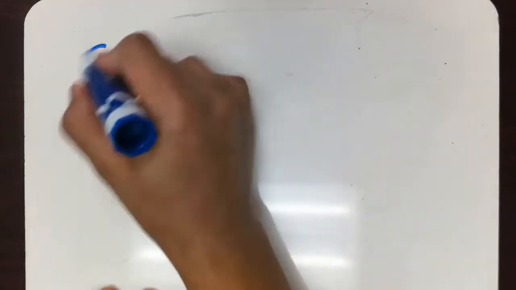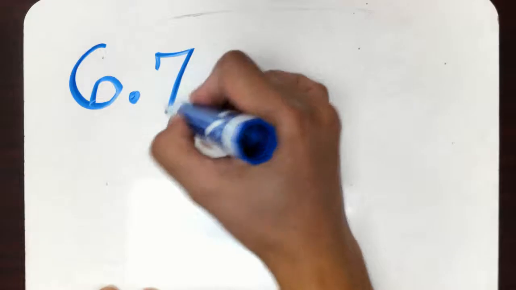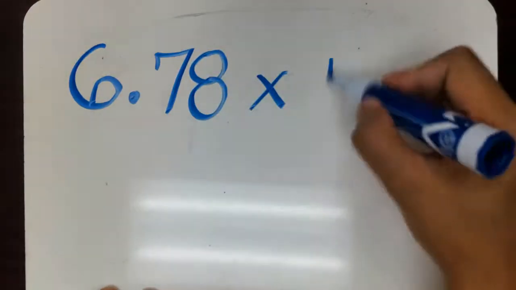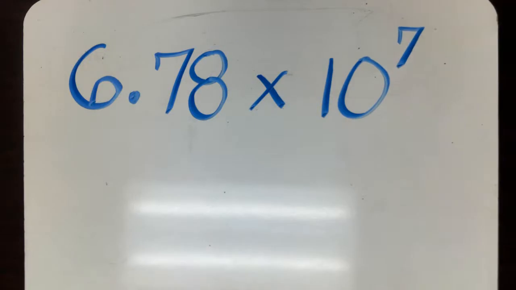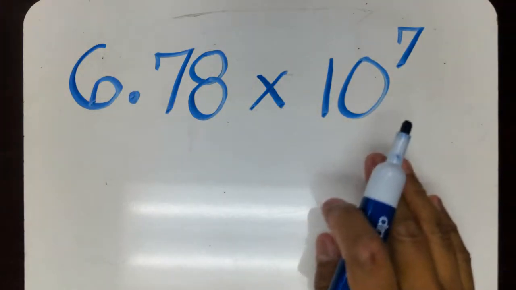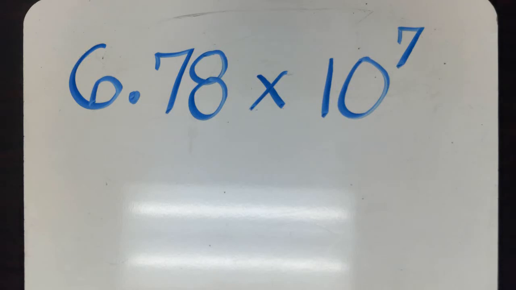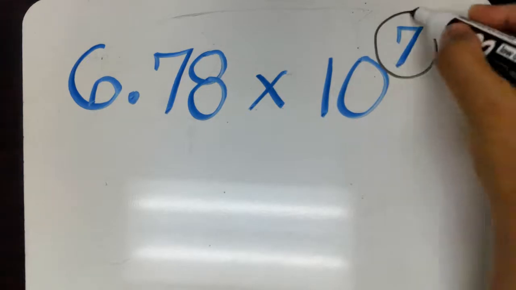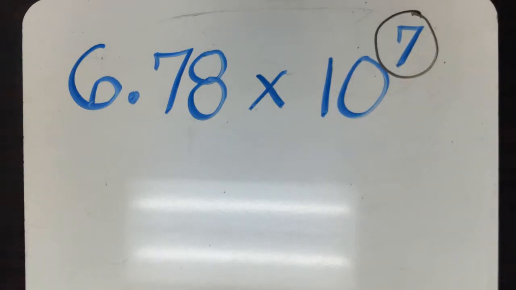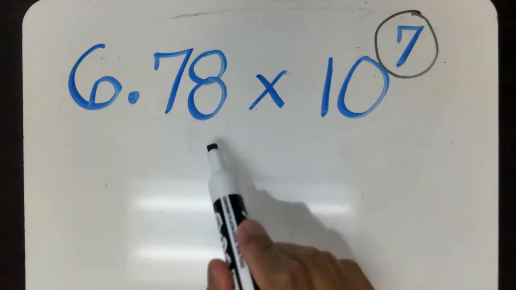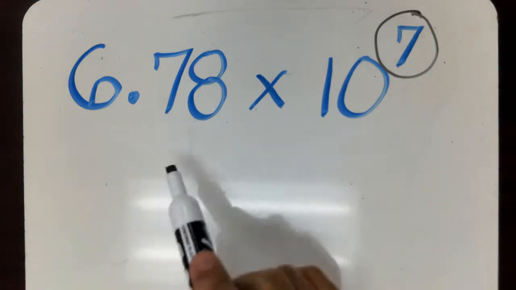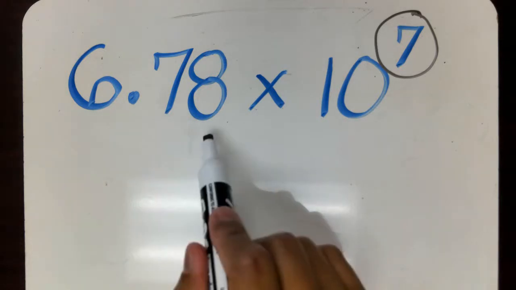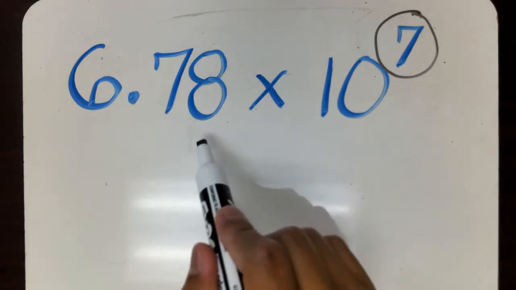Friday. So let us now write the expanded notation. Number 1: 6.78 times 10 to the power of positive 7. When you are instructed to write in expanded notation, the very first strategy is to look at your exponent. Your exponent is the deciding factor whether your value is big or small.